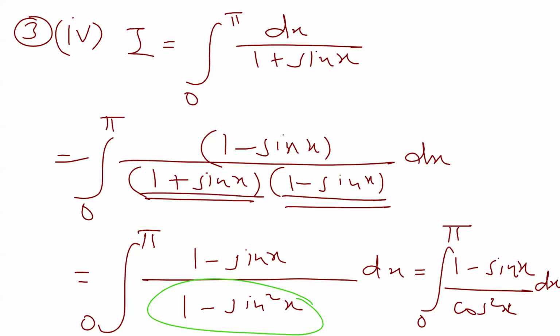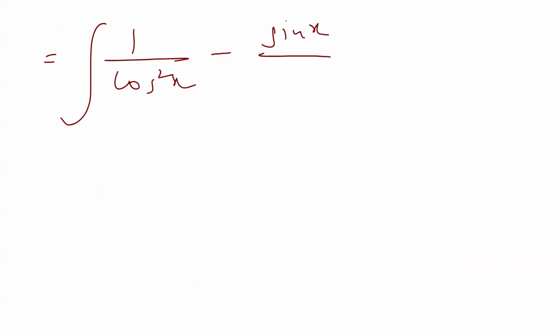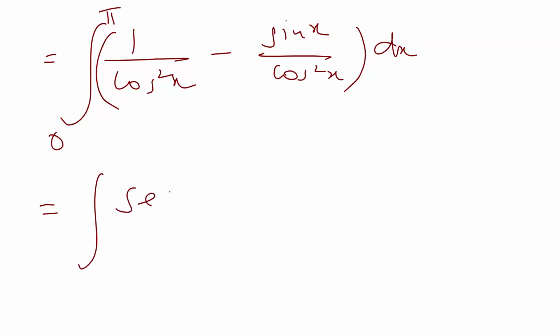Can someone suggest what should be done? Because this was already completed in indefinite integration 1. Tell me. Split it: 1 upon cos square x minus sin x upon cos square x. So this is sec square x.